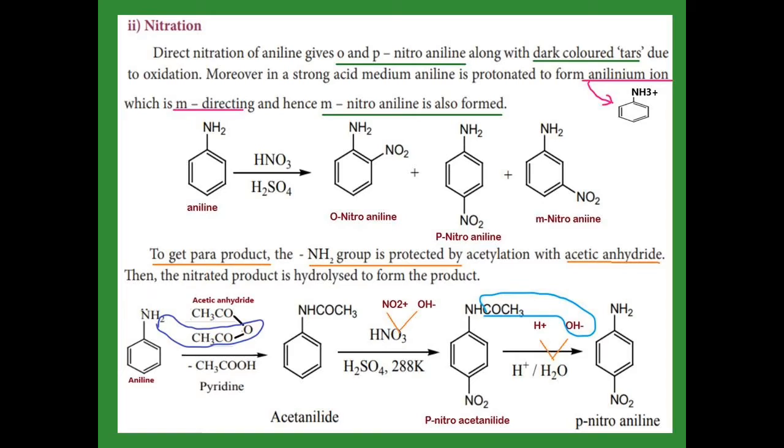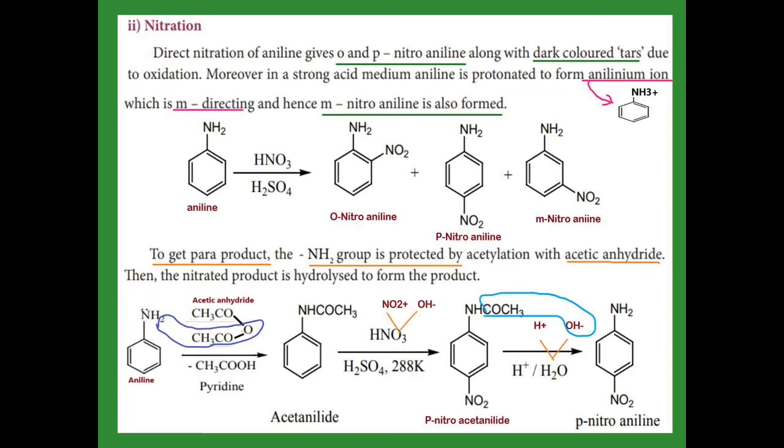So aniline is protonated, which means a proton is added to the NH2, so that we get NH3 plus. Benzene with NH3 plus is called the anilinium ion. That anilinium ion is a meta-directing group, so we get meta-nitroaniline as one of the products. With ortho-nitroaniline and para-nitroaniline, we get one more product, meta-nitroaniline, because of this anilinium ion.